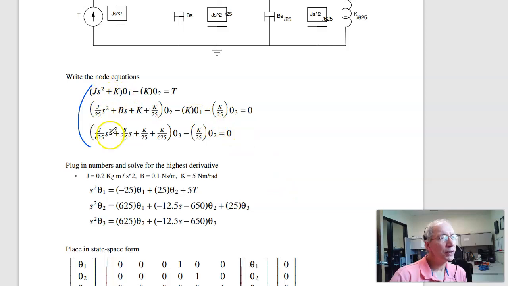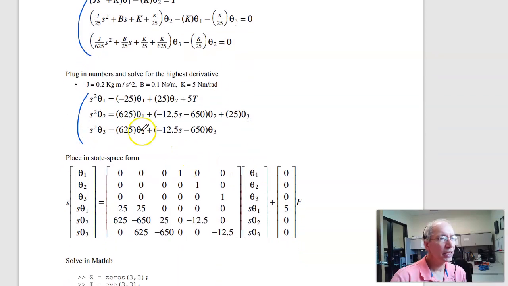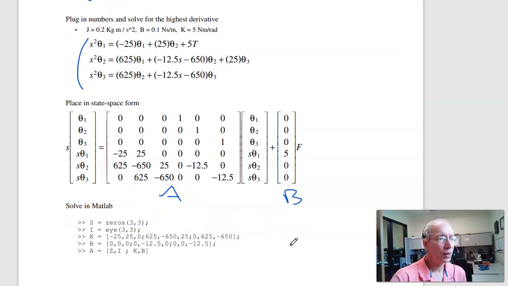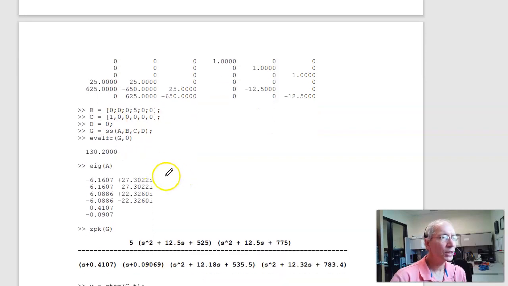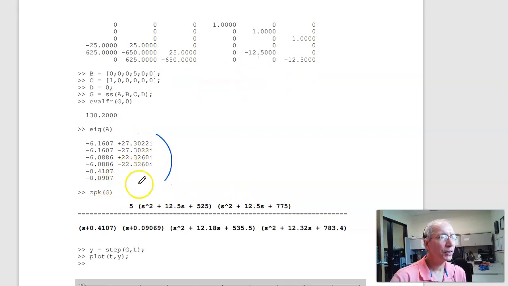Solve for the highest derivative. Plug in numbers. I get these equations. Put in state space form, same as we did before. Here's your A matrix. There's your B matrix. So throw that into MATLAB. Here's your A matrix, B matrix. I'm going to look at theta 1 as my output. Just for fun, here's the eigenvalues. Find the transfer function, and here you are.